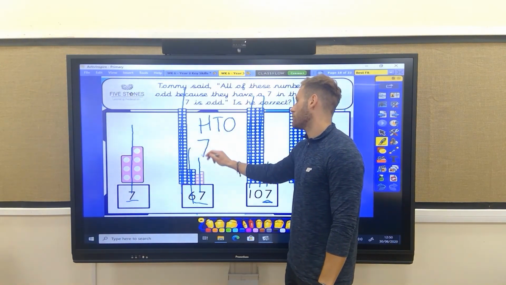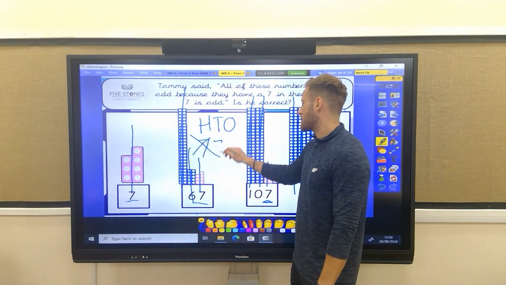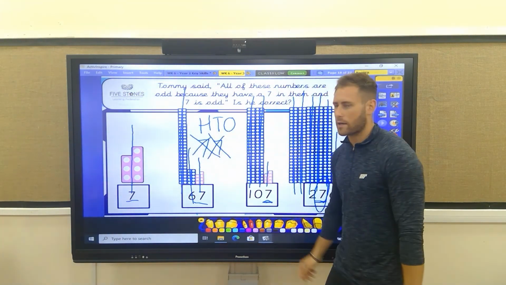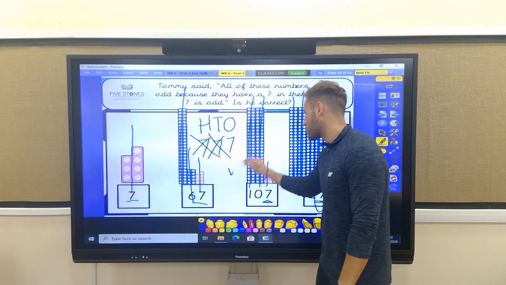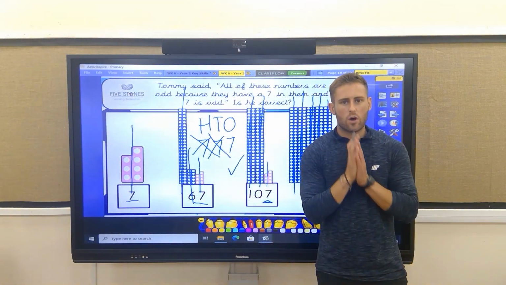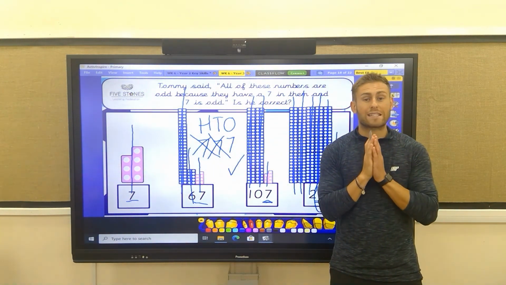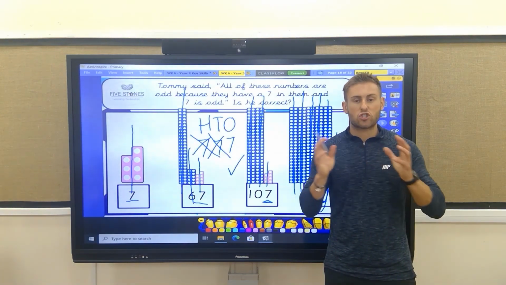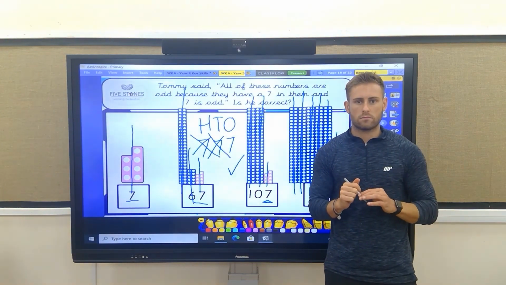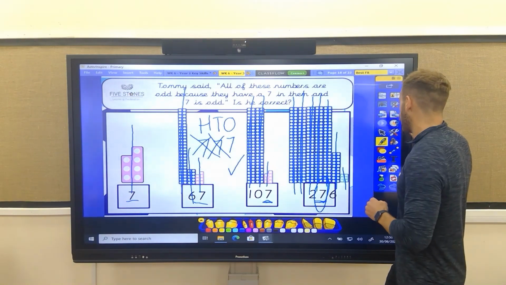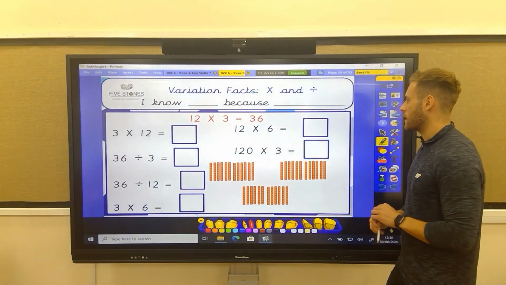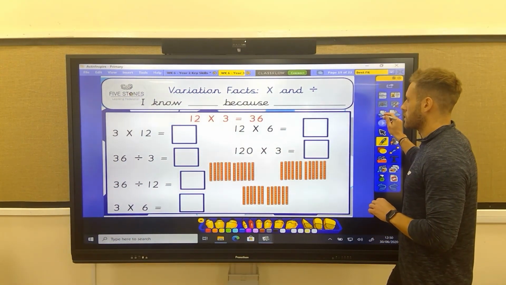So a 7 in the hundreds doesn't have an impact. 7 in the tens doesn't have an impact. But 7 in the ones will certainly have an impact on whether that number is odd or even, because it cannot be shared equally into 2 equal parts. Okay, 2 whole equal parts. That whole is really, really important.